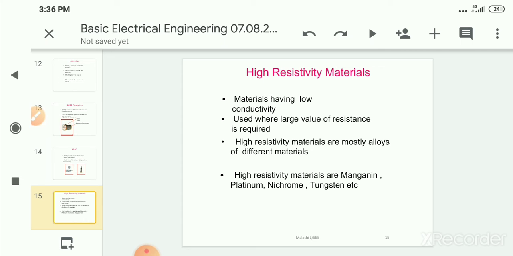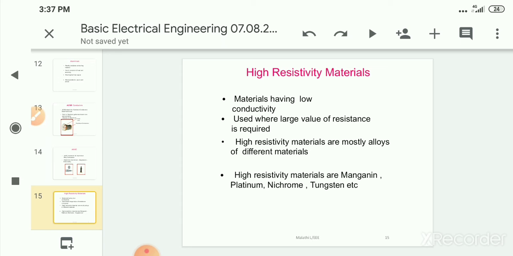A high resistive material, besides possessing a high value of resistivity, should have other important properties, such as a low temperature coefficient, a high melting point, and good mechanical strength also. Let's see our high resistive materials. The material should have low conductivity and it is used where a large value of resistance is required.